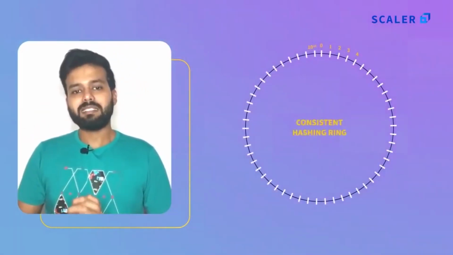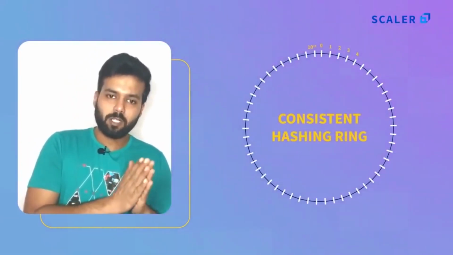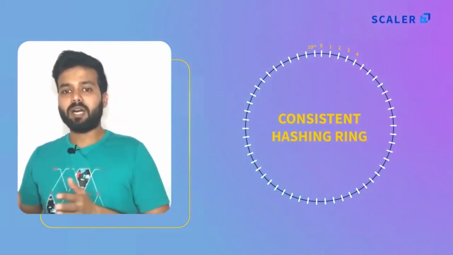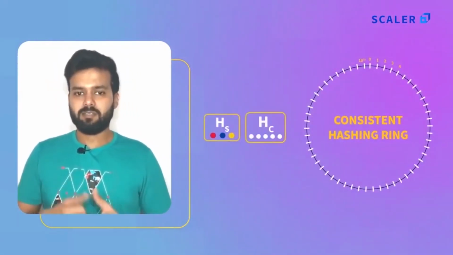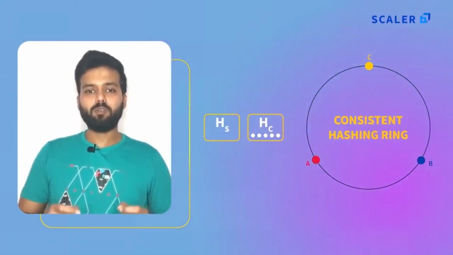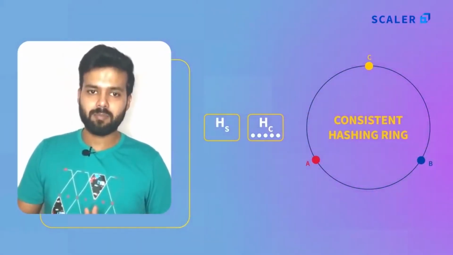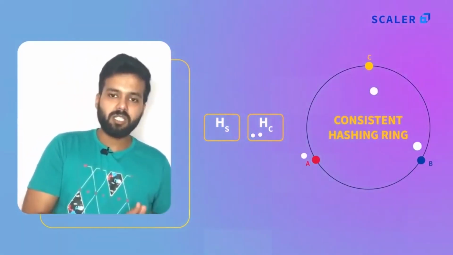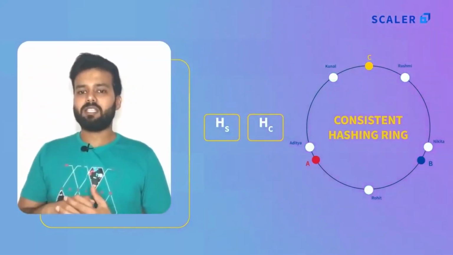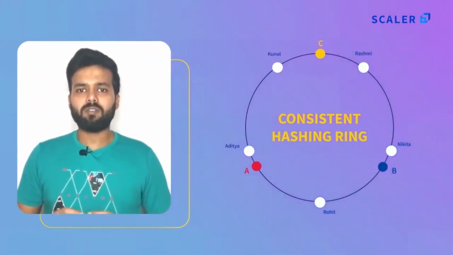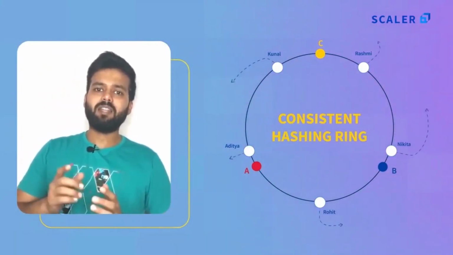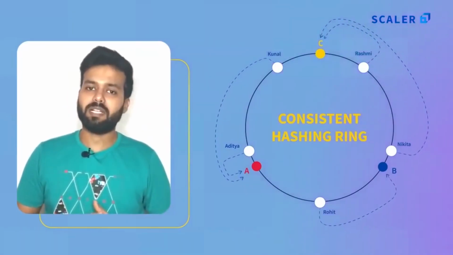And we'll call this particular ring or circle a consistent hashing ring. Then we'll take two hash functions which will generate keys in the range of 0 to 10 to the power 18. Let's call them HS and HC. The HS hash function will be used to mark servers on the consistent hashing ring. The HC hash function can be used to mark the partition key or the client ID on the same consistent hashing ring. Now to find out on which server a given key needs to be routed, we need to locate the key on the circle and then move in the counterclockwise direction to find the server.